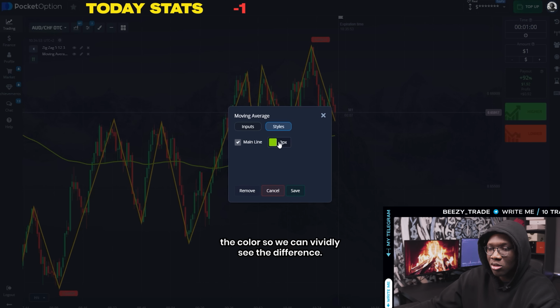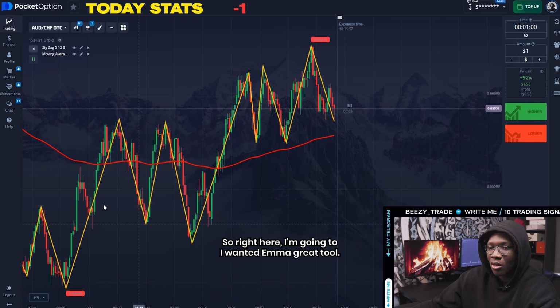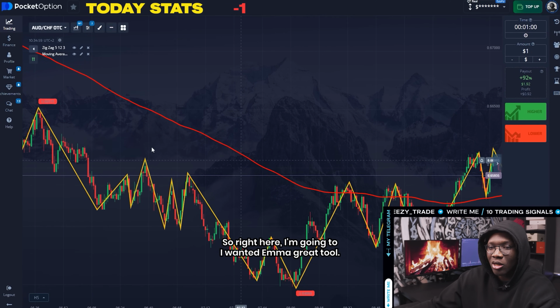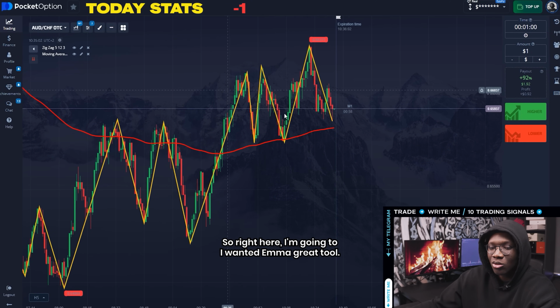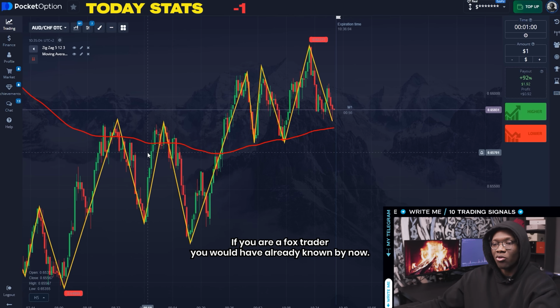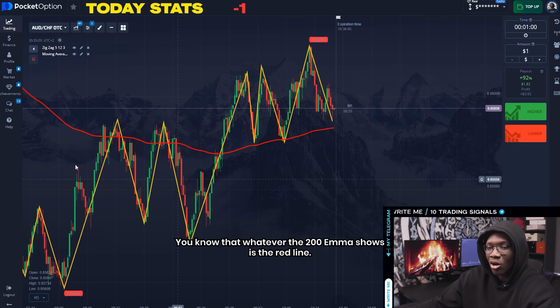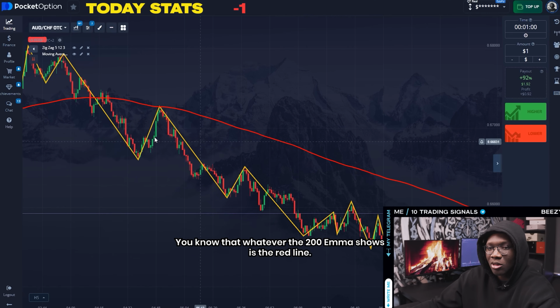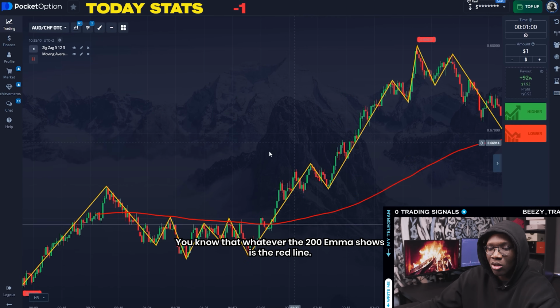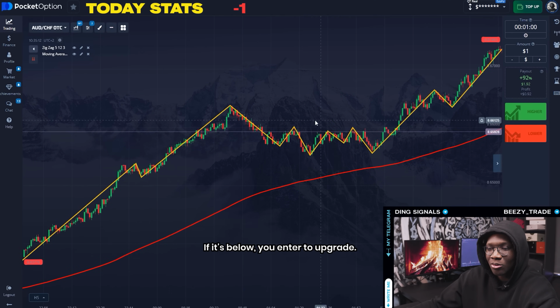We change the color so we can vividly see the difference. So right here, let me tell you why. 200 EMA, great tool. If you're a forex trader, you would have already known by now. You know that whatever the 200 EMA shows is the red line. If it's below, you enter into an up trade.